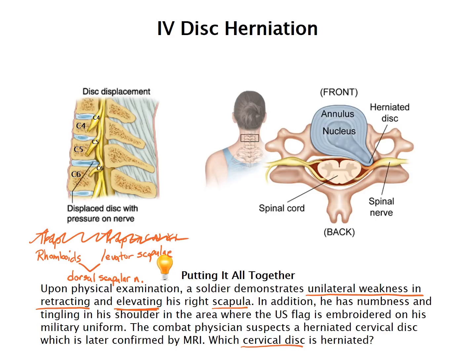and the dorsal scapular nerve happens to come from the C5 spinal nerve. There's actually more information within the case that helps us to know that C5 is affected. Notice that the patient also experiences numbness and tingling in his shoulder, specifically over the area of the U.S. flag where it's embroidered on his uniform.